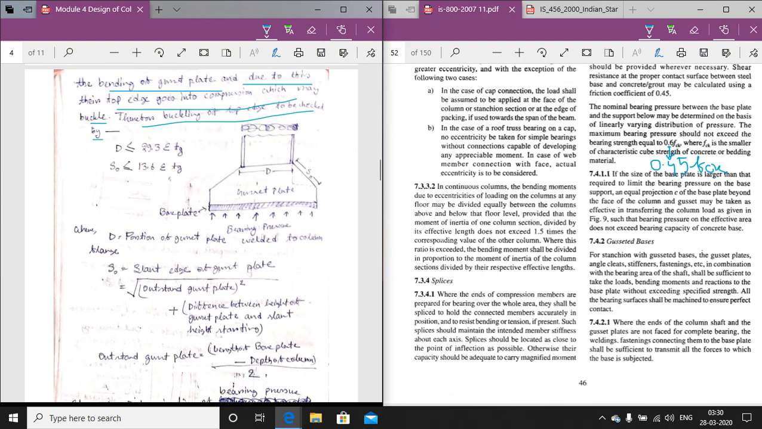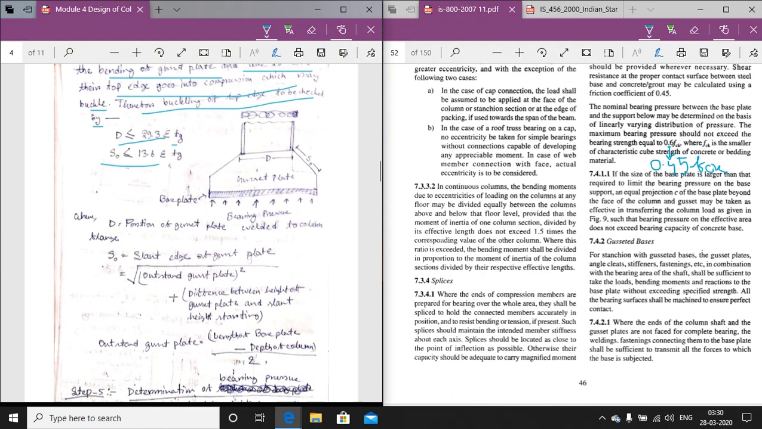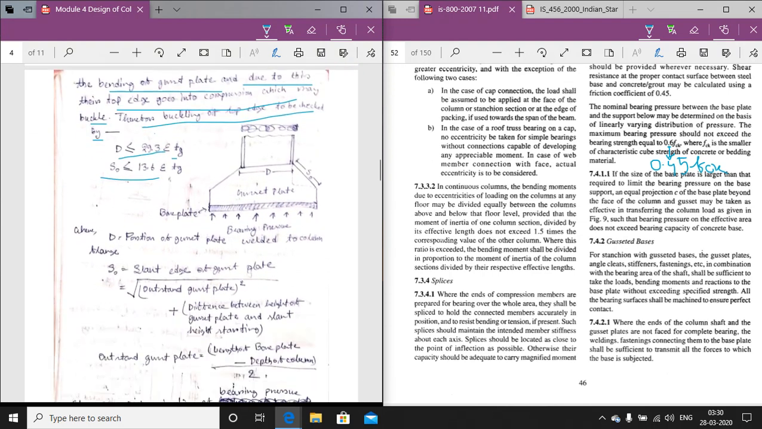How to check? If these two conditions are satisfied, d less than or equal to 29.3 epsilon into Tg, where Tg equals the thickness of the gusset plate, and epsilon is the yield stress ratio. So if these two conditions are satisfied, then we can say the top portion of the gusset plate is safe in buckling. So what is the meaning of D?